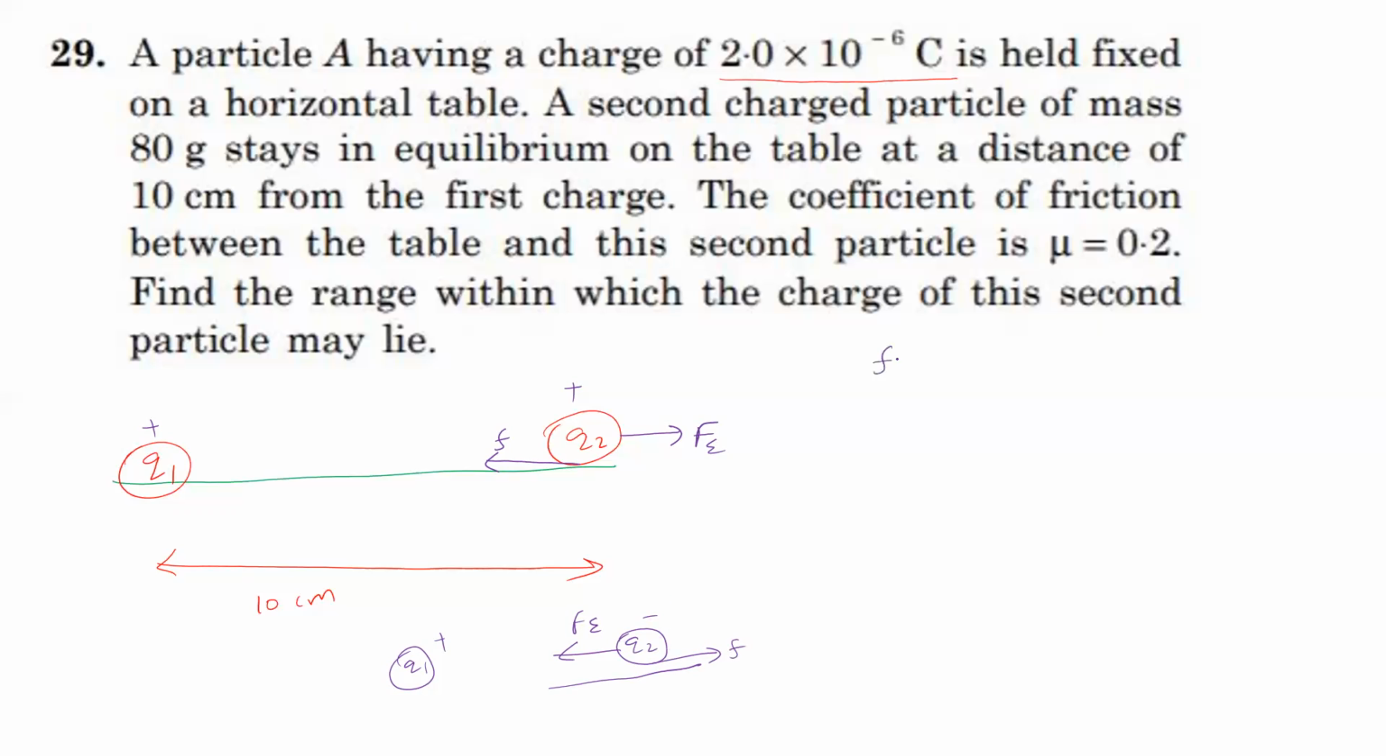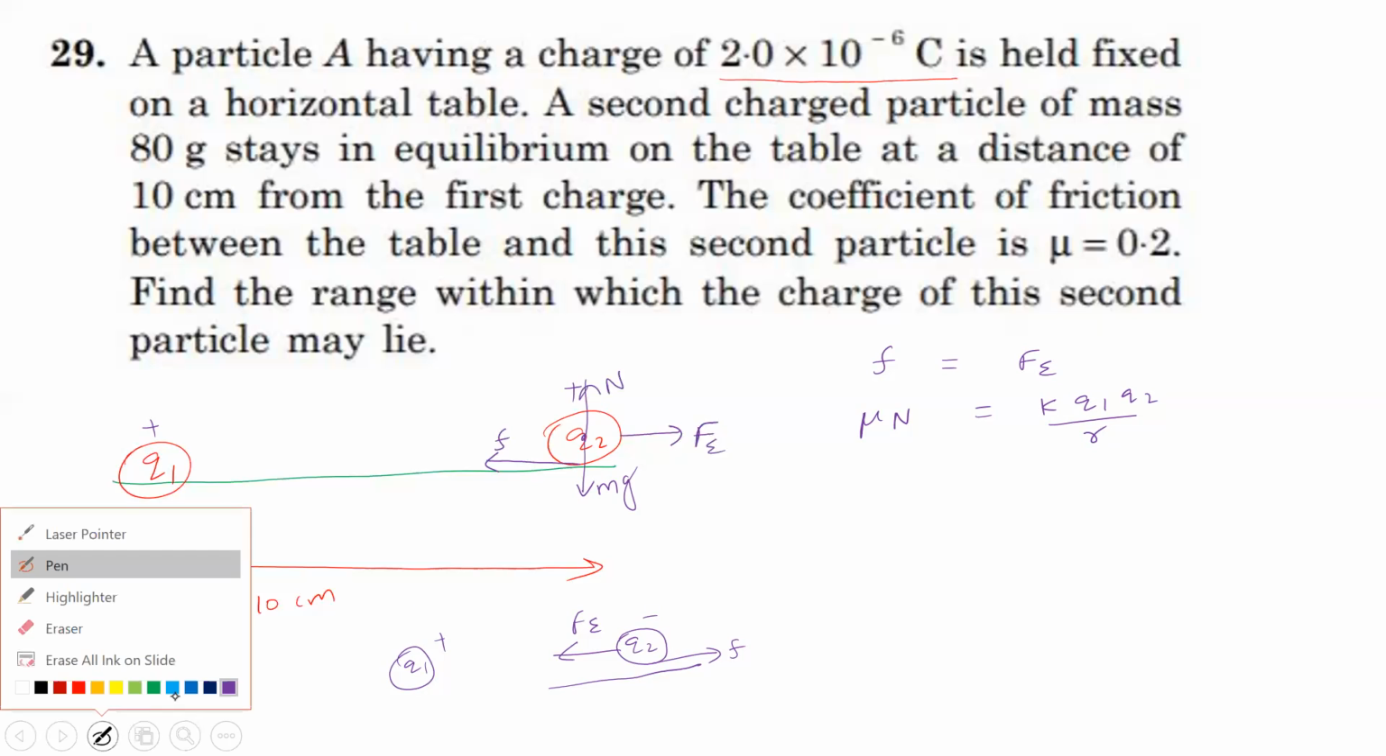Anyway, the frictional force is equal to the electrostatic force for the system to be in equilibrium. Let us take the maximum frictional force, so that we can get the maximum Q2 charge. Maximum frictional force is mu N, that is equal to K Q1 Q2 divided by R square. We know the mass of the charge is m, so mg force is acting downward and normal reaction acting upward. N is equal to mg.